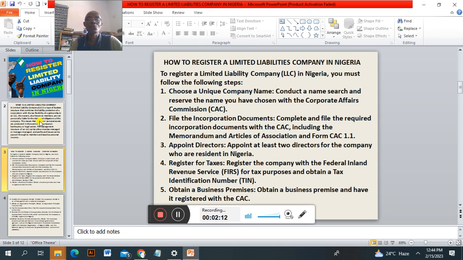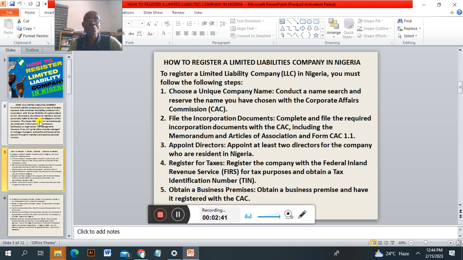Number two, file the incorporation documents. Complete and fill the required incorporation documents with CAC, including the memorandum and the articles of association and the form CAC 1.1. Number three, appoint directors. Appoint at least 2 directors for the company who are resident in Nigeria.